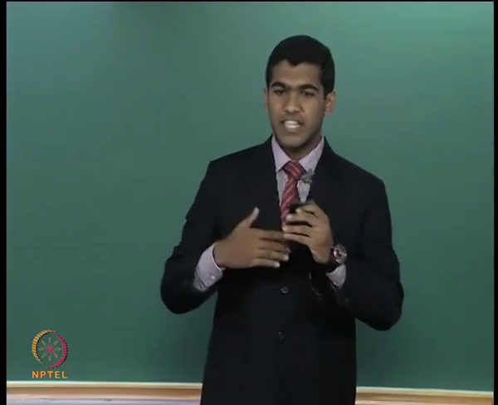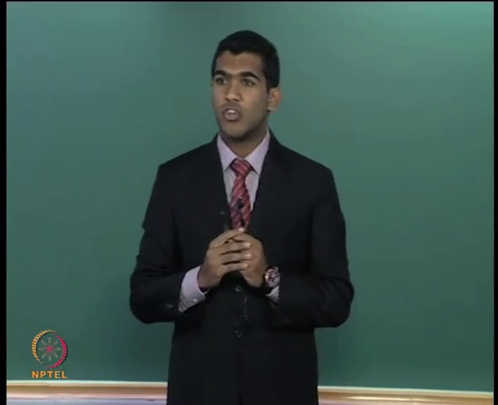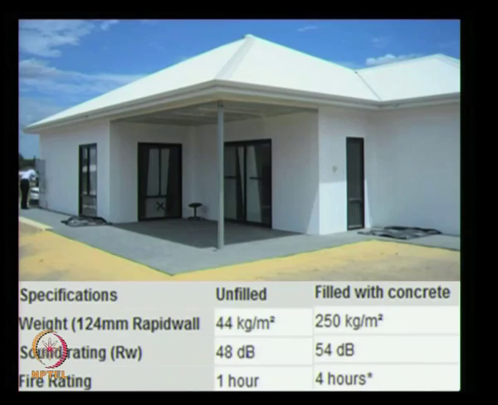These panels are generally 124 mm thick, and in the hollow sections, reinforcement, plumbing, and electrical services are placed, and later, for additional strength, concrete is poured into it. Now, in this slide, you can see a house built with the help of GFRC panels, and the build specification of the house is shown.